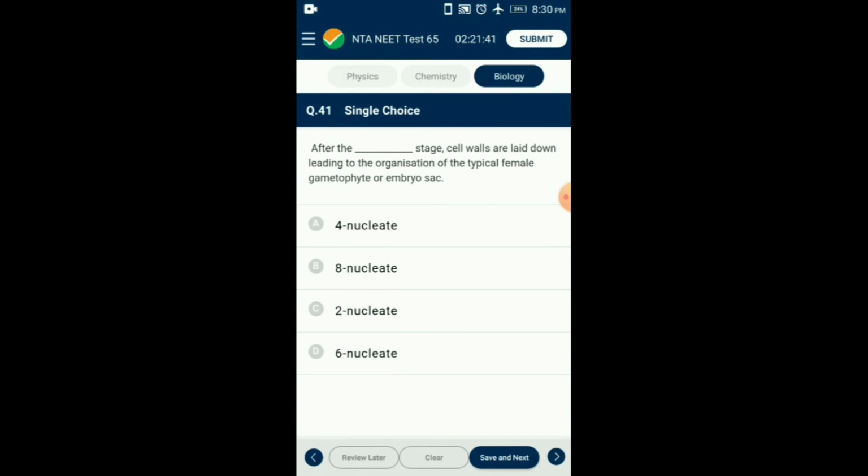After 8 nucleate stage, cell walls are laid down, leading to the organization of the typical female gametophyte or embryo sac. So the answer for this question is option B.